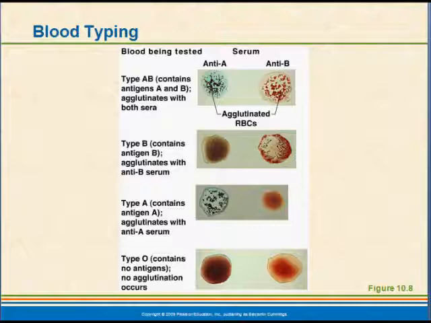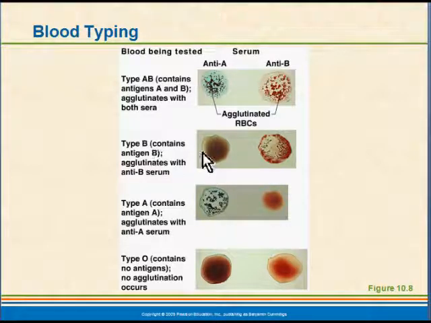So you can see that if a person has type AB blood and you give them the A antibodies and the B antibodies, it's going to react with those antigens and you're going to get agglutination from both. Now, that does mean that that person can receive either A or B or O.